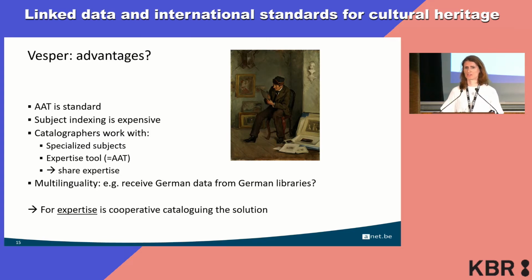And also imagine that we at ANET, for example, could receive data from German libraries where the Germans have assigned German terms to publications, which is quite easy for them, because for catalogers it's more difficult to screen books that are not in their mother tongue. So for content expertise, we think cooperative cataloging is the solution. Next slide, please.